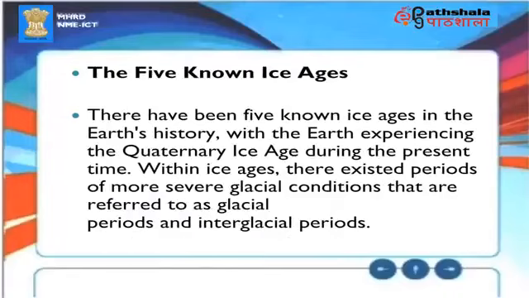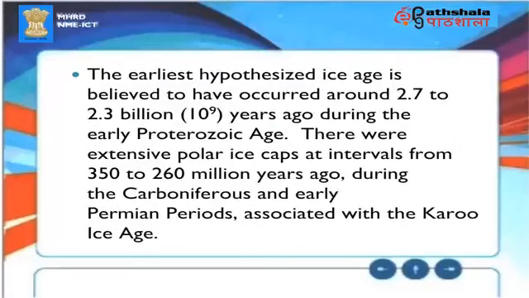The 5 known ice ages. There have been 5 known ice ages in the Earth's history, with the Earth experiencing the Quaternary Ice Age at the present time. Within ice ages, there existed periods of more severe glacial conditions that are referred to as glacial periods and interglacial periods. The earliest hypothesized ice age is believed to have occurred around 2.7 to 2.3 billion, or 10 to the power of 9, years ago during the early Proterozoic age.